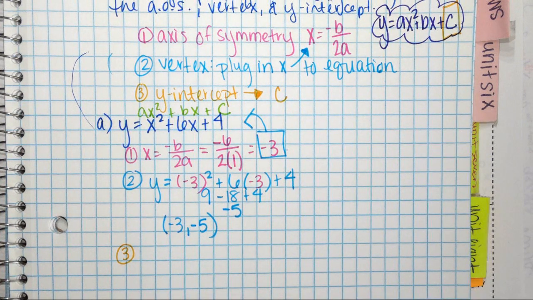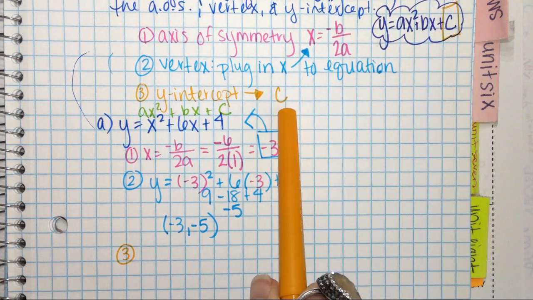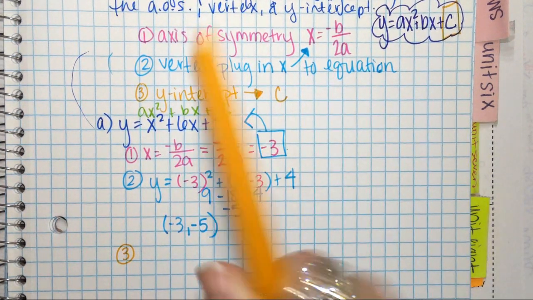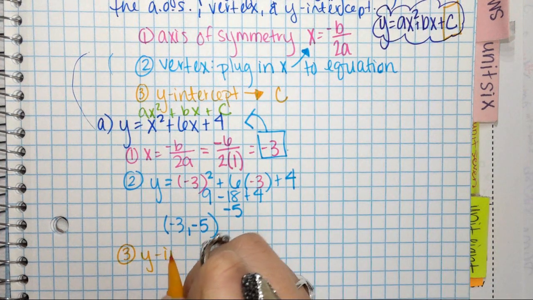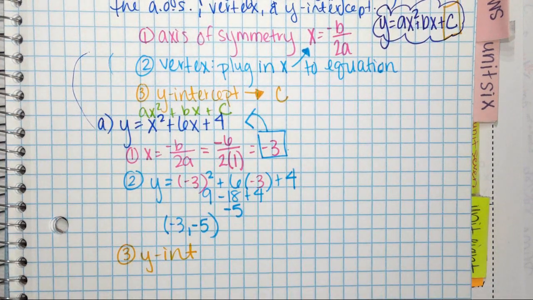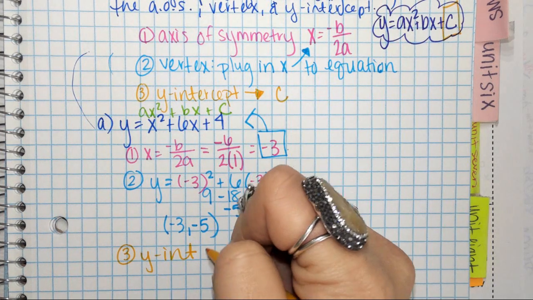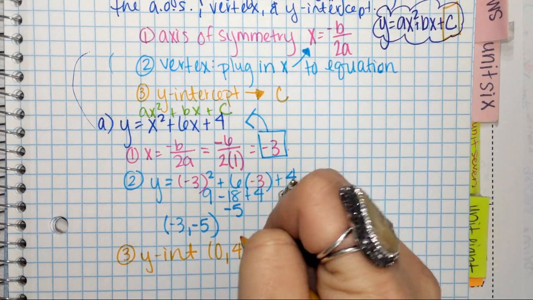Find your y-intercept. And our y-intercept is always what? So what's our y-intercept here? 4. Look at us go. And it's a coordinate. So what is the x value of your y-intercept? 0. Take a point.